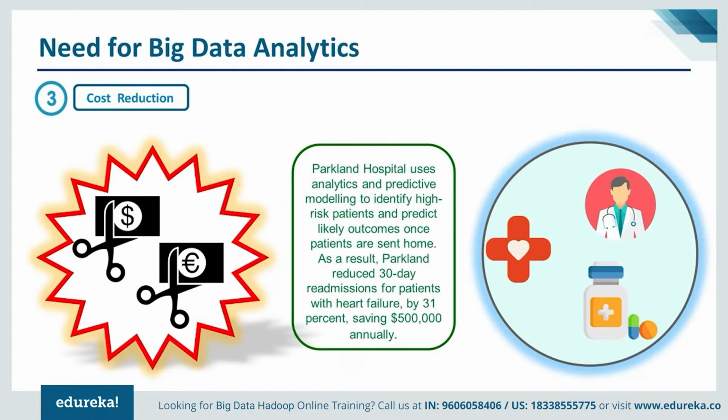Parkland Hospital in Dallas, Texas is one such example, which has been using analytics and predictive modeling to identify high-risk patients. And then they predict likely outcomes once the patients are sent home. As a result, Parkland has been able to reduce its 30-day readmissions back to Parkland and all area hospitals for Medicare patients with heart failure by around 31%. For Parkland, that estimates a savings of about $500,000 annually. And of course, not to mention the savings which patients are also realizing by avoiding these readmissions. So this is how healthcare is widely using big data analytics to reduce their costs significantly.